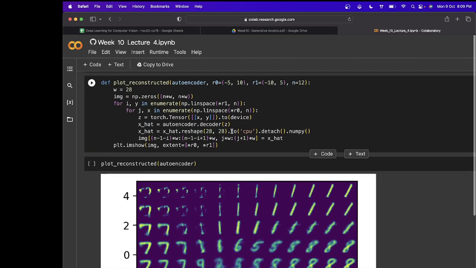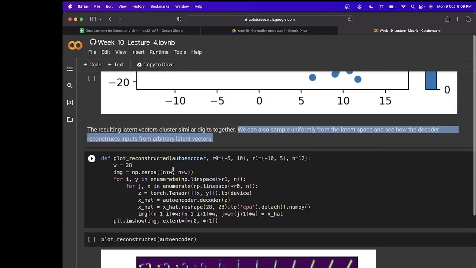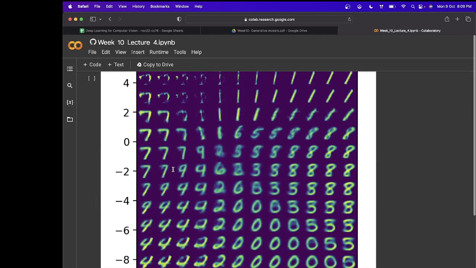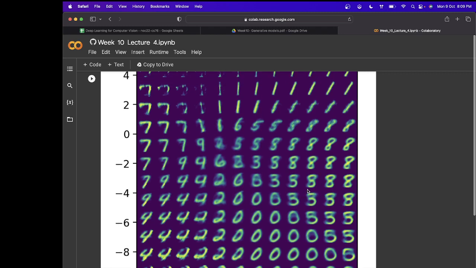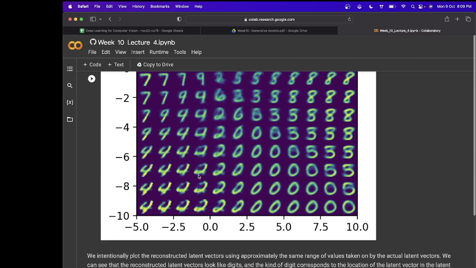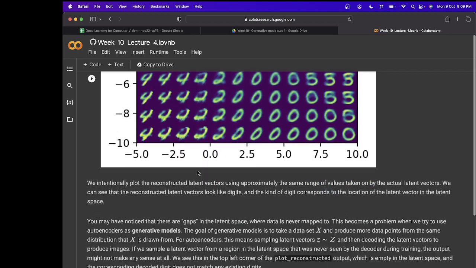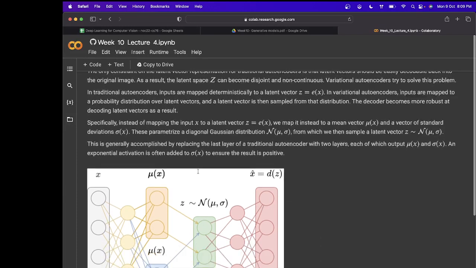The code you can look at on your own time, but they have basically tried to show you the reconstructed images from arbitrary latent vectors as given here. They look pretty realistic, but some of them are not as clear, right? For example, this one, is it a 3 or an 8? We don't know. This one, is it a 0 or a 7? We don't know. This is a 7 or a 1? We don't know. So while many of the images have been created very well, not all images are as good, right? Next comes the variational autoencoder part.